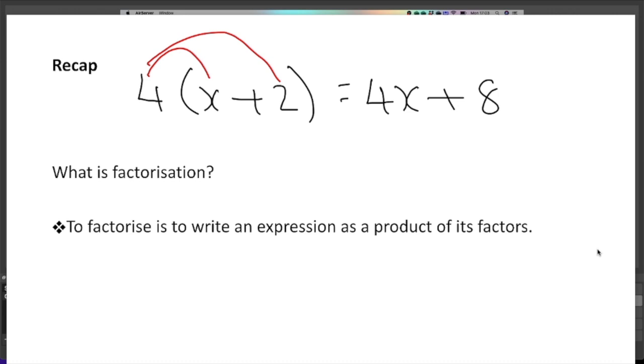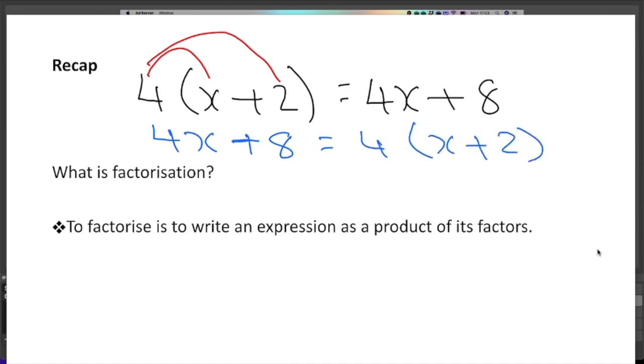I need us to take note. What this says is that if you are given 4x plus 8, you can actually write this expression as 4 brackets x plus 2. We are reversing the first thing that we did. So 4x plus 8 is the same as 4 brackets x plus 2. Now, this is called the factorized form of the expression 4x plus 8.